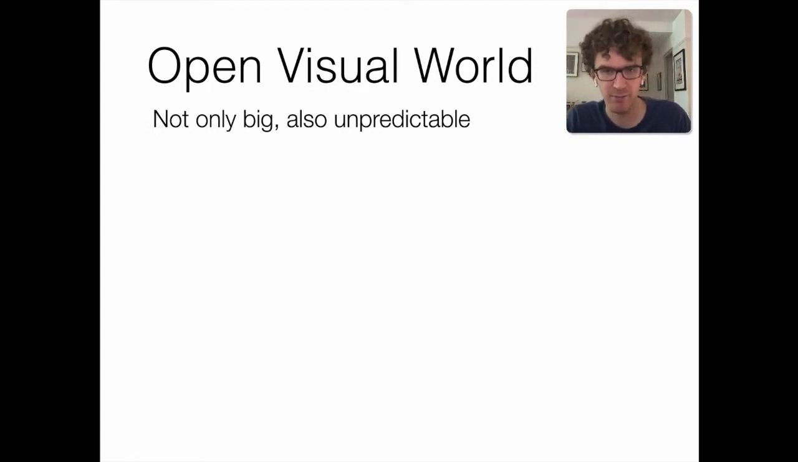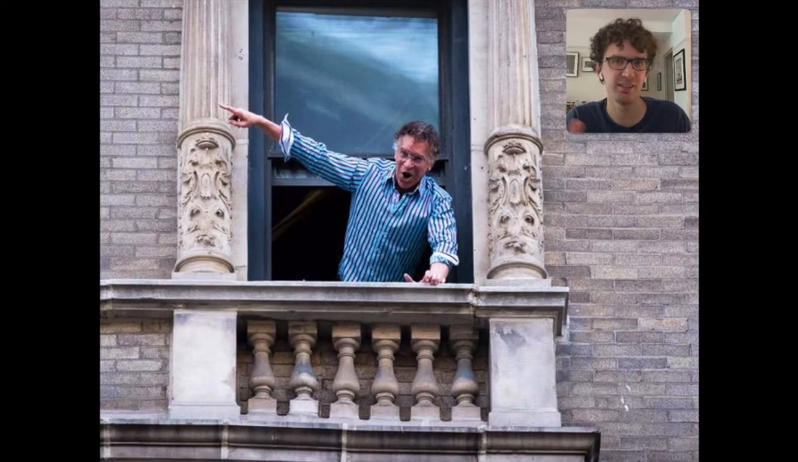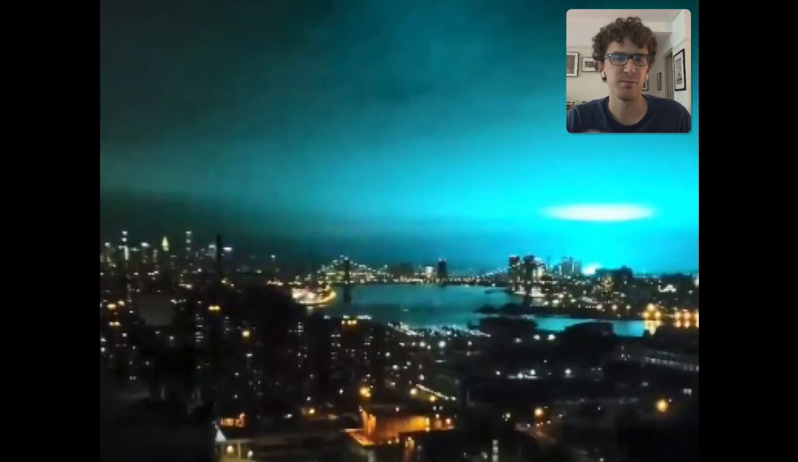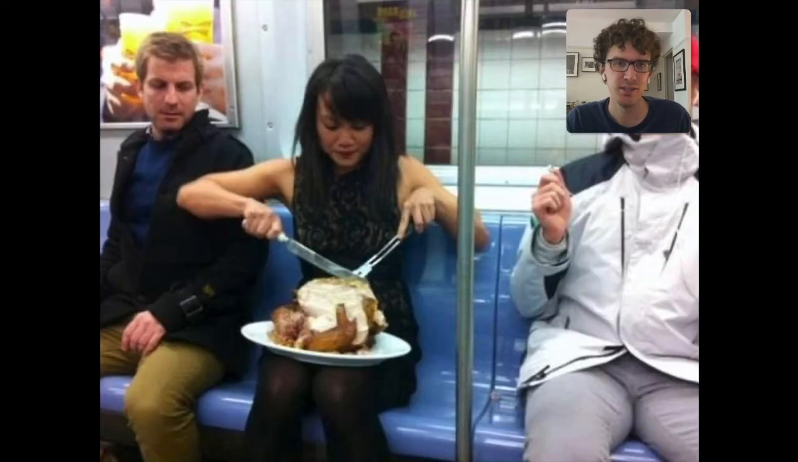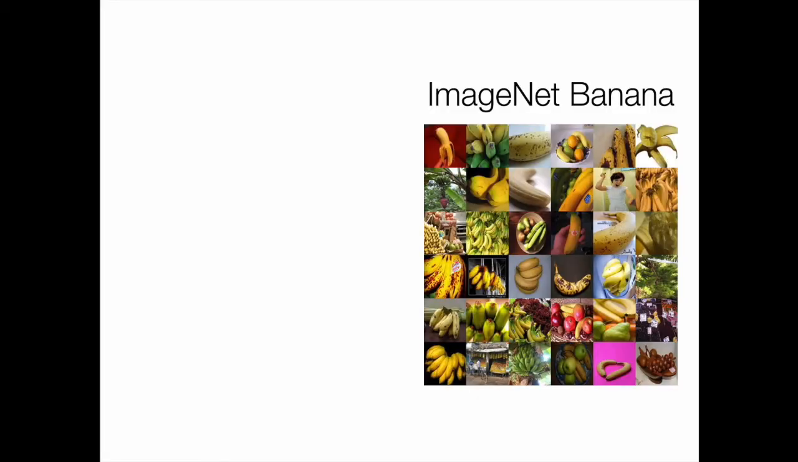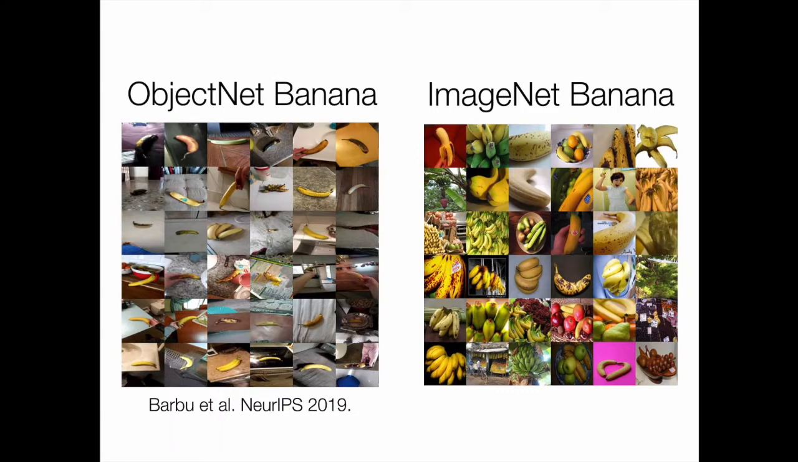If you're wondering what unpredictable means, all you gotta do is come to New York City, where you're gonna see Broadway stars singing from the bedroom windows, power plants that turn the sky neon blue, and people eating dinner on New York's subways. So the ImageNet dataset has driven this tremendous progress in the field for a large number of categories. But the moment the model encounters examples that are outside of the training distribution, which is going to happen in the open world, the performance is going to drop.